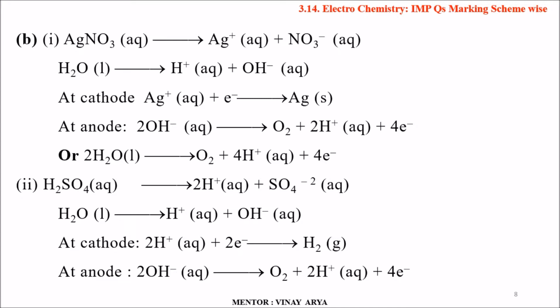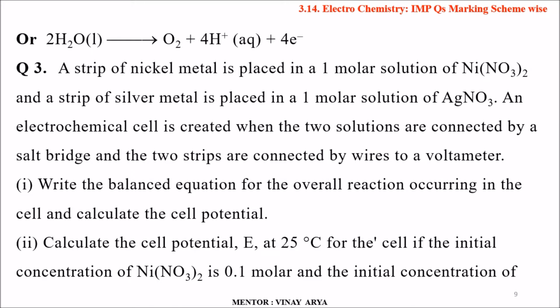The second part of it is H2SO4. So aqueous solution of H2SO4 when taken dissociates into 2H positive and SO4 minus 2. Water dissociates into H ion and OH ion. At cathode, 2H positive plus 2 electrons gives H2, and at anode, 2OH negative gives O2 plus H positive plus 4 electrons, or rather we can say H2O liquid gives O2 plus 4H ions plus 4 electrons.